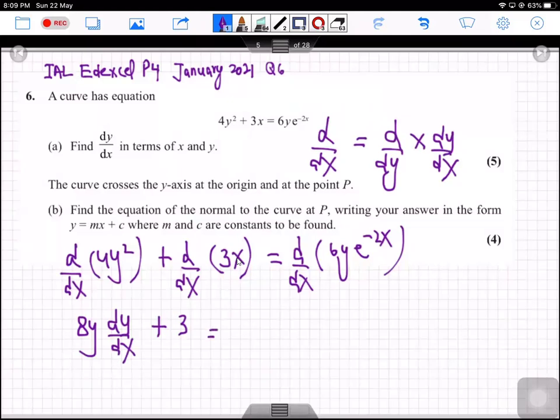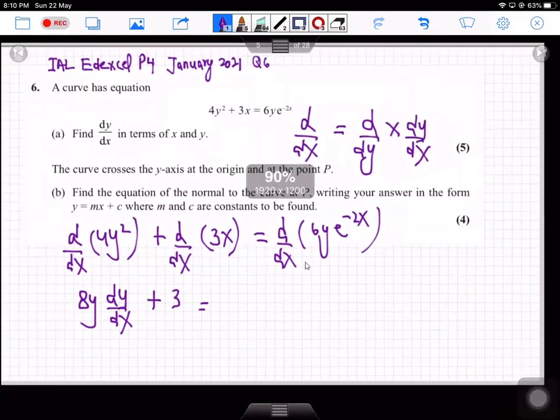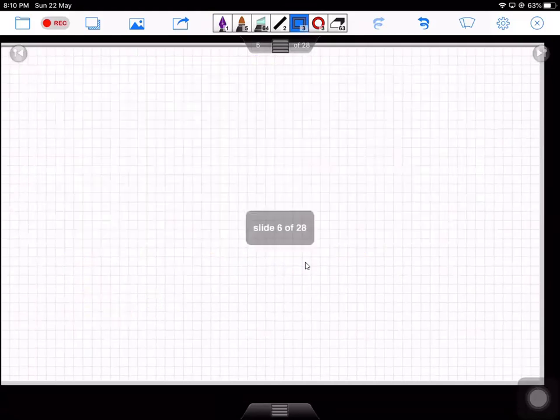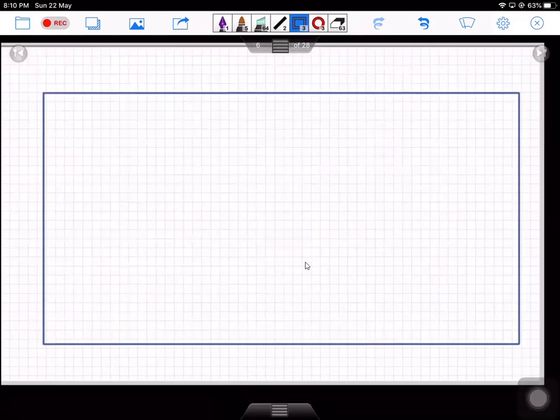And then for these two terms that are being multiplied over here, in order to find a derivative of 6y times e^(-2x) with respect to x, we need to use the product rule. I'm just doing some working in order to find the derivative of 6y times e^(-2x) with respect to x, and I'll do this working on the next page in this box.